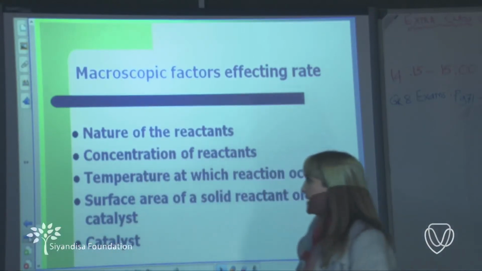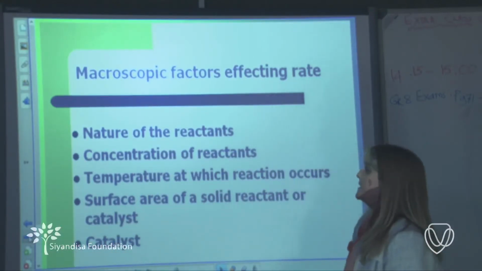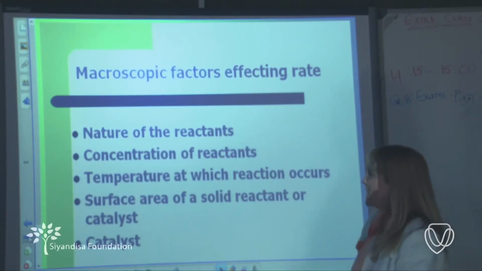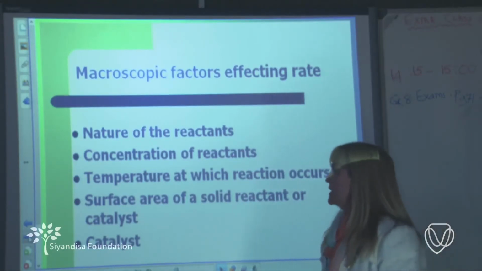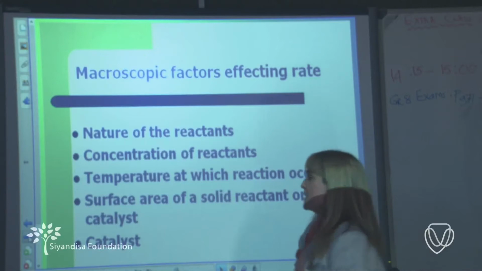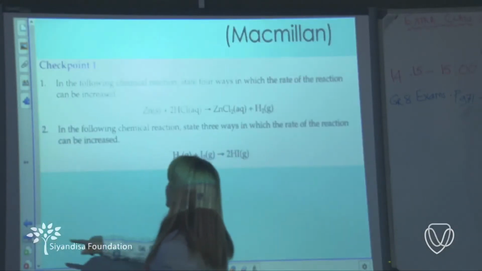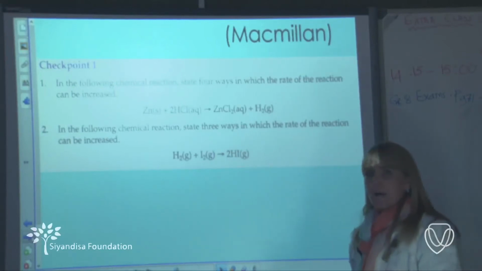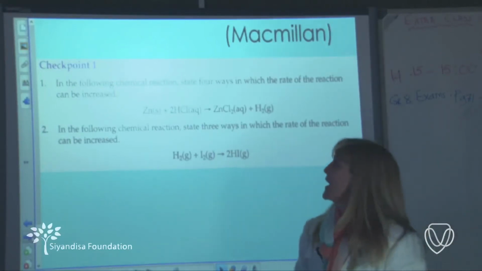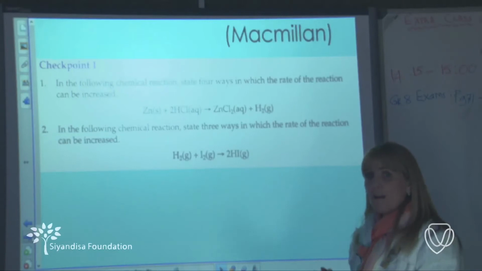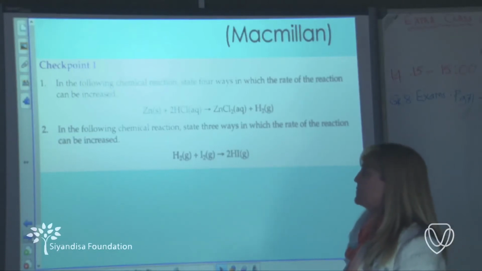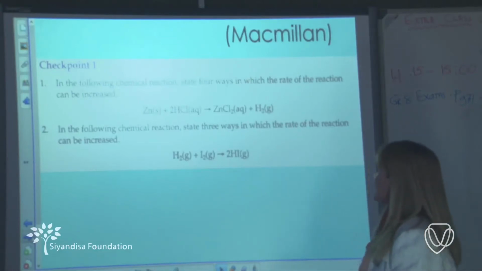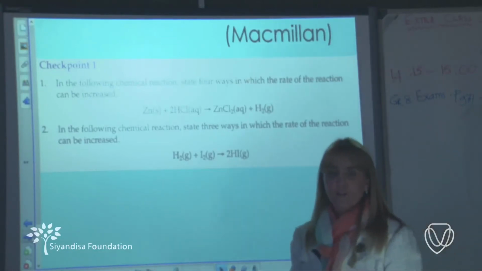Right, the macroscopic factors that we're going to look at, just to recap: the nature of the reactants, the concentration of reactants, temperature, surface area, and the presence of a catalyst during the chemical reaction. Right. This question comes out of the Macmillan textbook, and I just want you to focus on one of the questions quickly, just at question 1. It says, in the following chemical reaction, state 4 ways in which the rate of the reaction can be increased.